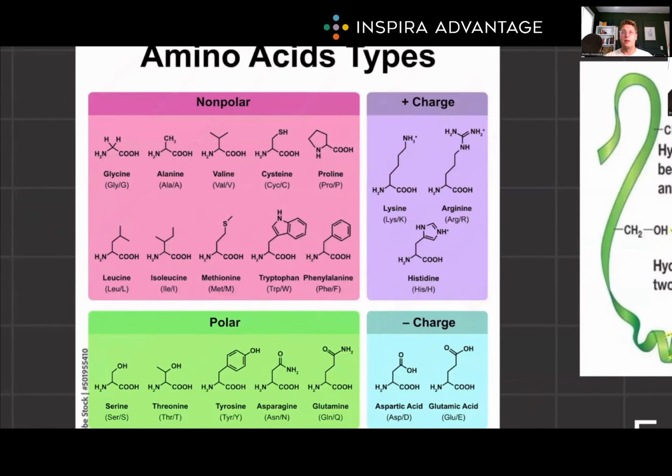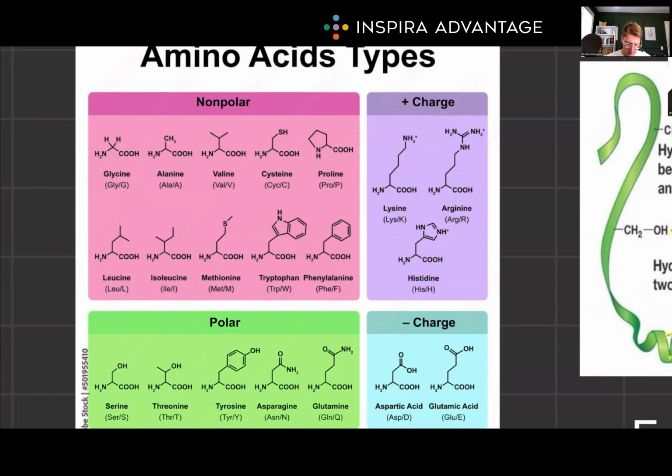Our nonpolar amino acids have hydrophobic side chains. Examples include glycine, alanine, valine, leucine, isoleucine, methionine, phenylalanine, tryptophan, and proline. These amino acids tend to be located on the interior of proteins away from the aqueous environment, whereas polar amino acids, that's the opposite. They participate in hydrogen bonding and are found on the exterior of proteins interacting with the aqueous environment. These amino acids include serine, threonine, cysteine, tyrosine, asparagine, and glutamine.